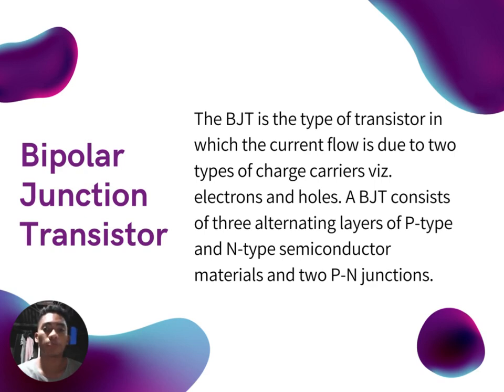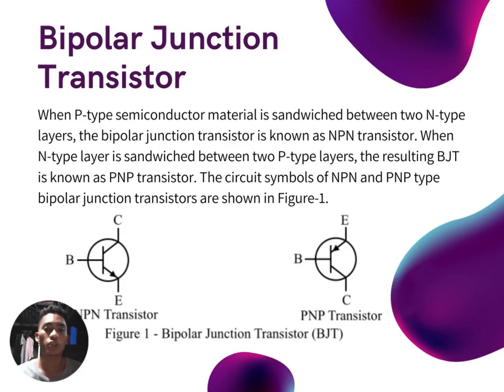electrons and holes. A BJT consists of three alternating layers of p-type and n-type semiconductor materials forming two p-n junctions. When p-type semiconductor material is sandwiched between two n-type layers, the bipolar junction transistor is known as the NPN transistor. When an n-type layer is sandwiched between two p-type layers, the resulting BJT is known as the PNP transistor.